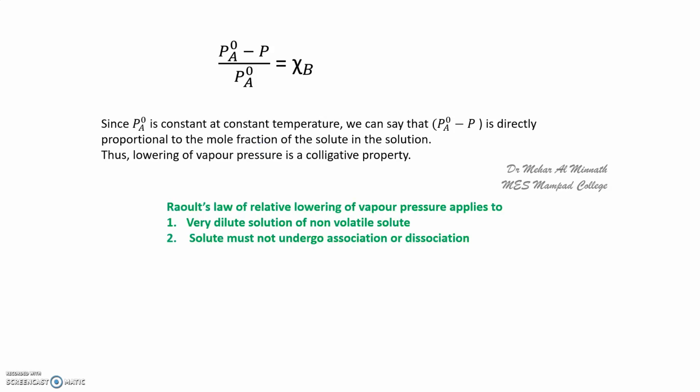Raoult's law of relative lowering of vapor pressure applies to very dilute solutions of non-volatile solute, and the solute must not undergo dissociation or association. It means there must not be any change happening to the solute. When we say dissociation, it is nothing but getting ionized or dissociated, and not undergoing association indicates it must not form a dimer or a combination of molecules.